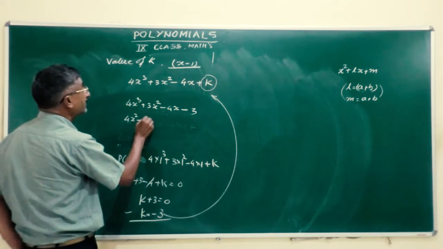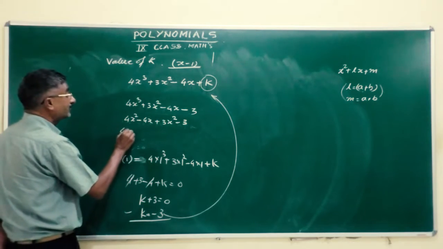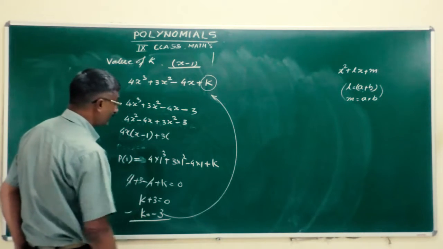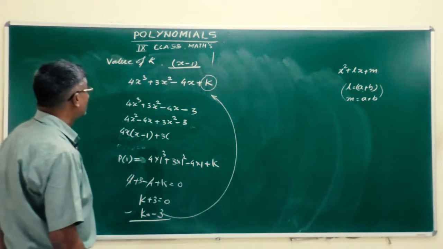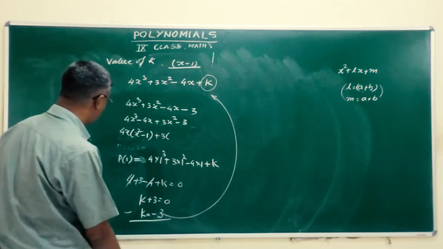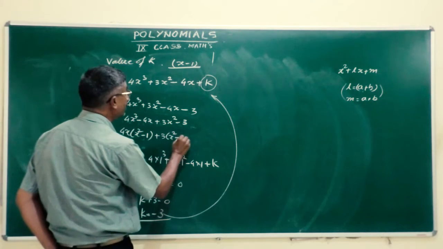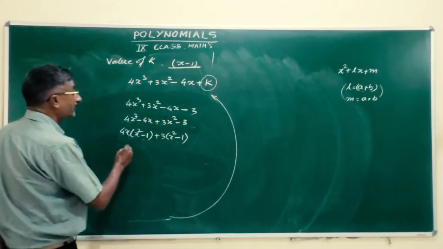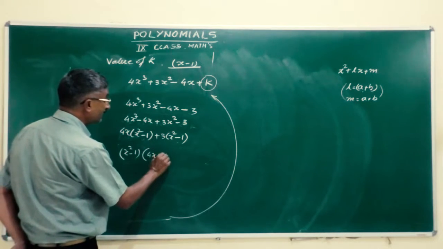4x cube minus 4x plus 3x square minus 3. So 4x is common, so 4x into x square minus 1 plus 3 is common. X cube is there, so this is x square, so this is x square minus 1. Clear? Now x square minus 1 is common. This is 4x plus 3.